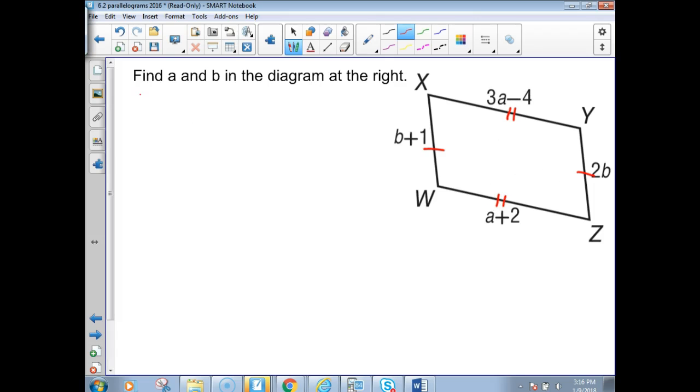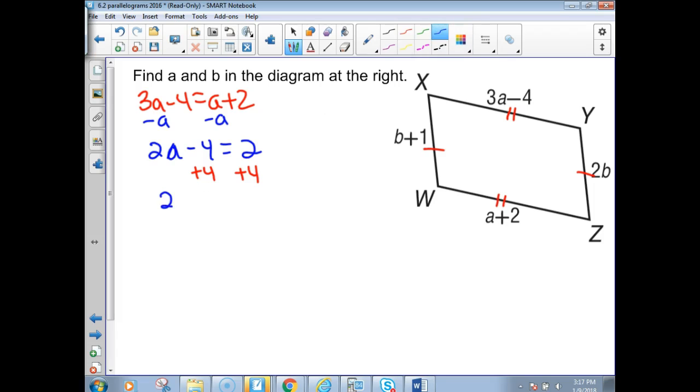3A minus 4 equals A plus 2. We would subtract A from both sides first. 2 times A minus 4 is 2. Add 4. We got 2 times A is 6. Divide by 2 and we get A is 3.